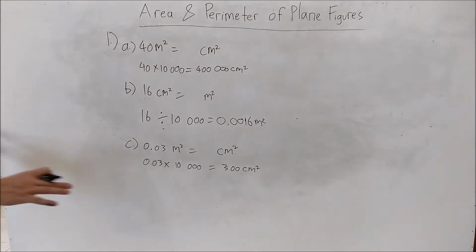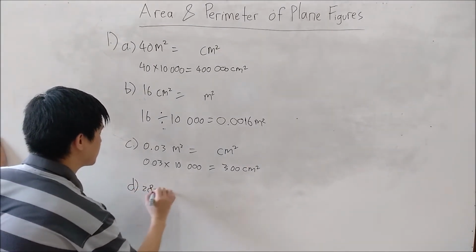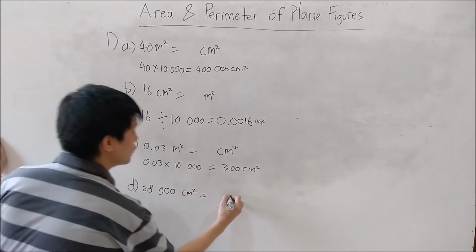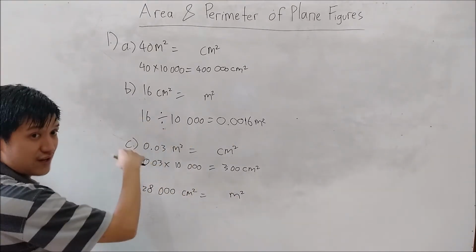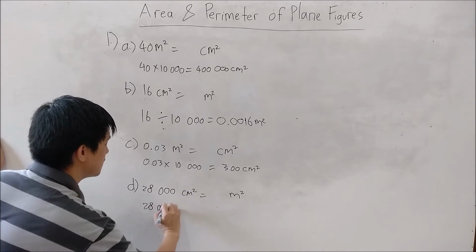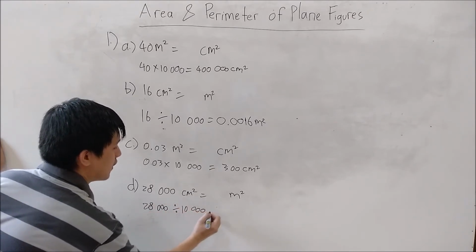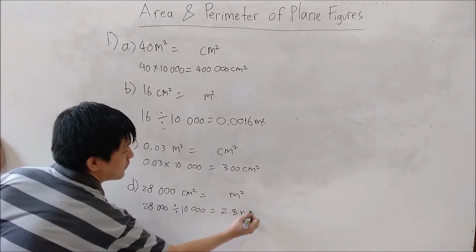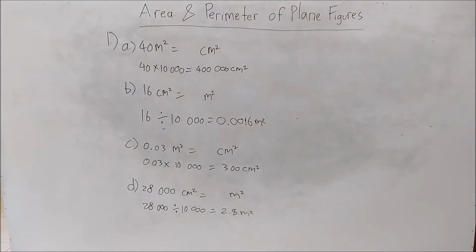Last is 28,000 centimeter square into meter square. Since we go up 2 stairs and one stair is 100, it means 28,000 divided by 10,000. And then you will get 2.8 meter square. This one is easy. Let's go to the next question.